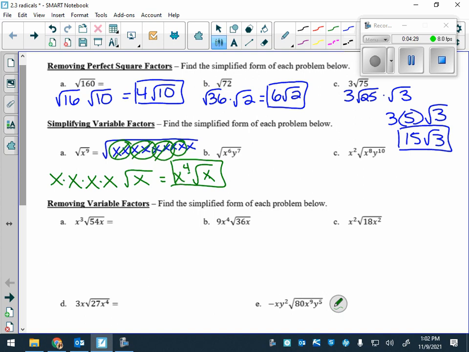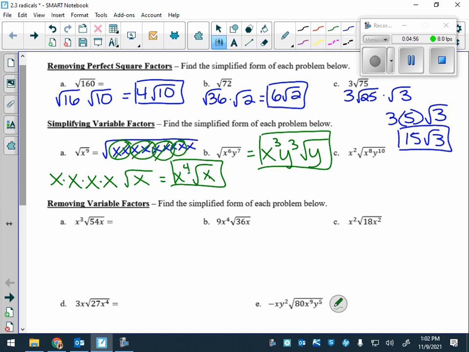Okay? How about for B? 2 goes into 6 how many times? 3. Good. So x cubed. 2 goes into 7. Anything left over? Okay, so whatever's left over stays inside.